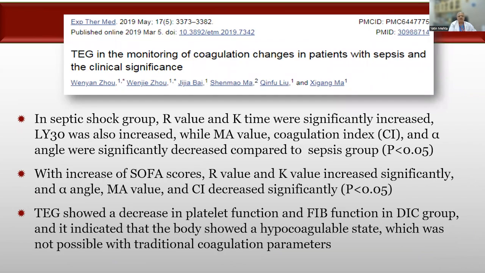So this was a Japanese paper, TEG in the monitoring of coagulation. What happens in the septic shock group: R value and K time were significantly increased. Lysis 30 was also increased, while MA value, which looks at the clot strength, and coagulation index in ROTEM, and alpha angle were significantly decreased. So the clot is weaker to begin with. With increasing SOFA scores, which means the patient becomes more severe, R value and K value increase significantly, and alpha angle, MA value and CI decrease significantly.